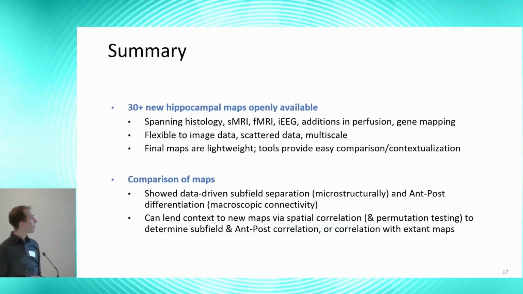So altogether, we presented here 30 or more, depending on how you count them, new maps that span things like histology, structural and fMRI, intracranial EEG, with open community contributions as well from all kinds of different data sets. Importantly, this is meant to be flexible to different kinds of data, so not only different resolutions of imaging, but also things like scattered data, such as intracranial EEG or even tissue punches that you can then do genotyping on and different things like that.